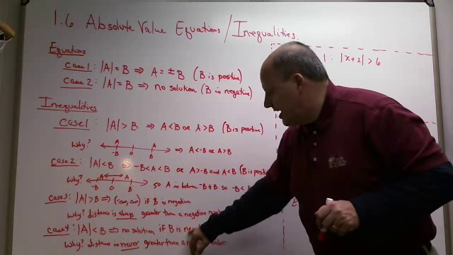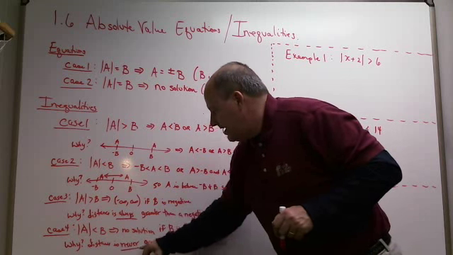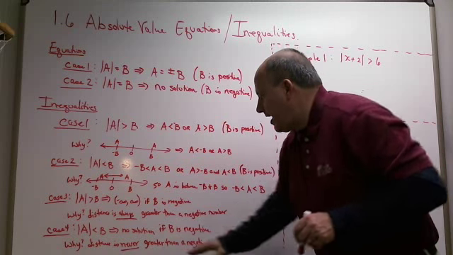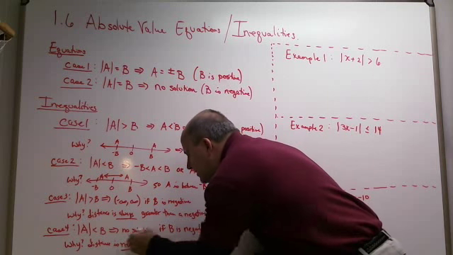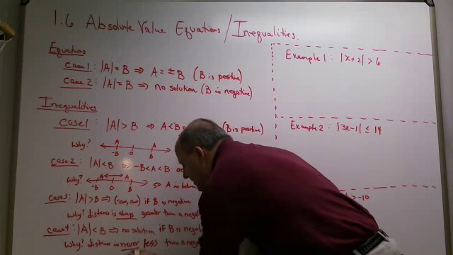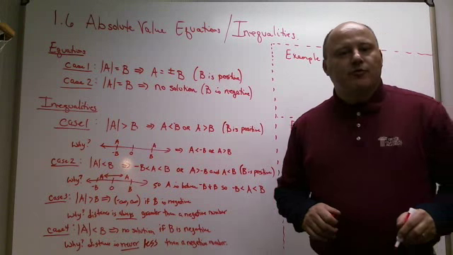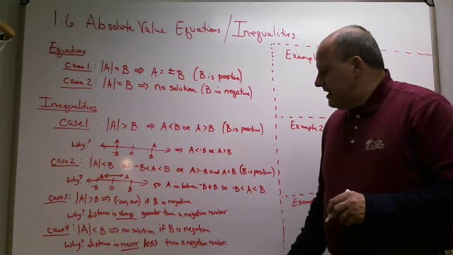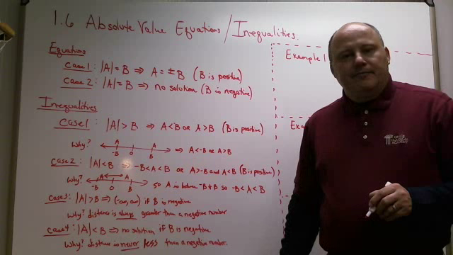Case 4 is when the number is negative, but when it's less than. And in this case, there's no solution because distance is never greater, actually should say distance is never less than. Sometimes I write these things real fast before I do the videos, and I write it wrong sometimes. So distance is never less than a negative number.